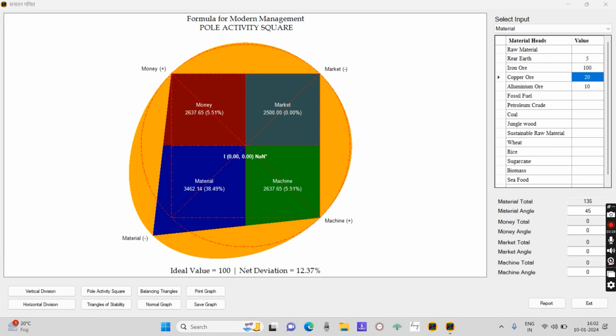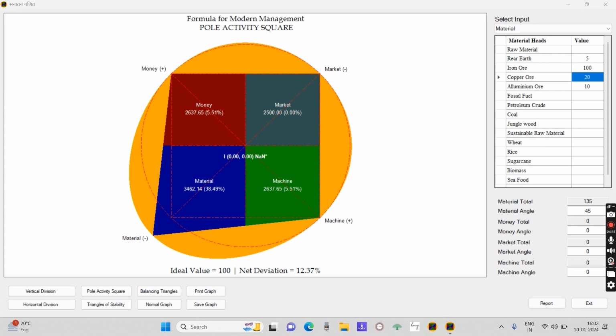Because right now in electronic products, these rare earth raw materials are extensively used. Therefore, I have put a notional value in the select input, where you will find the mention of rare earth, because it's very scarce, only 5 value add.